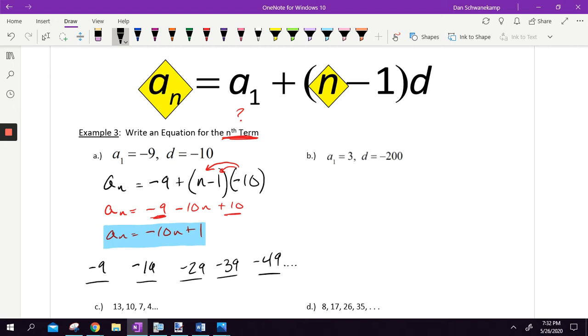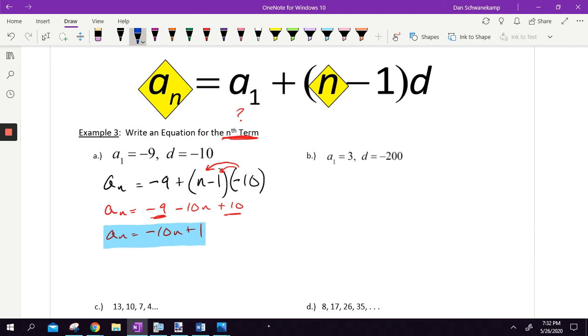So if I want to test this equation, let's say we found a sub 5. What's the fifth number in this sequence? Well, I would go negative 10 times 5 plus 1. Well, negative 10 times 5 would be negative 50. Plus 1 would be negative 49, which is the fifth term in this sequence. My pattern is correct. My equation is correct. So the key to this is just simply plugging into our equation and leaving n.